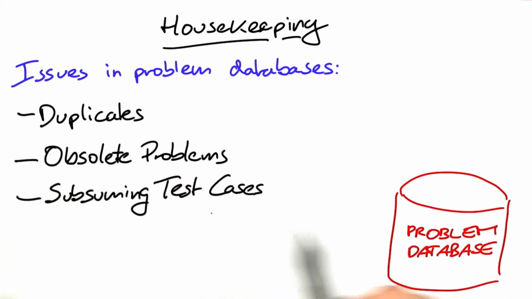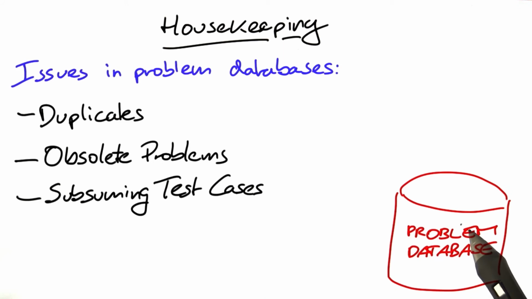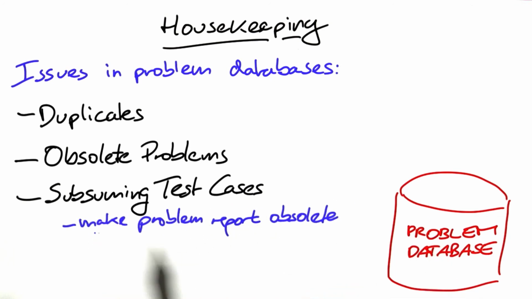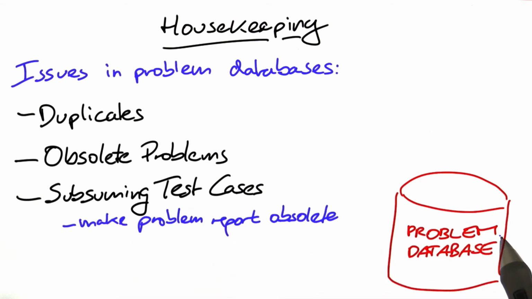Finally, problems are not only stored in the problem database, but there may also be test cases which reproduce the exact problem. As a rule of thumb, as soon as you do have a test case that reproduces the problem, the test case makes the problem report obsolete. That is, as soon as you do have a test case, you can actually put a special flag on the problem database that the problem is now being addressed by the test.